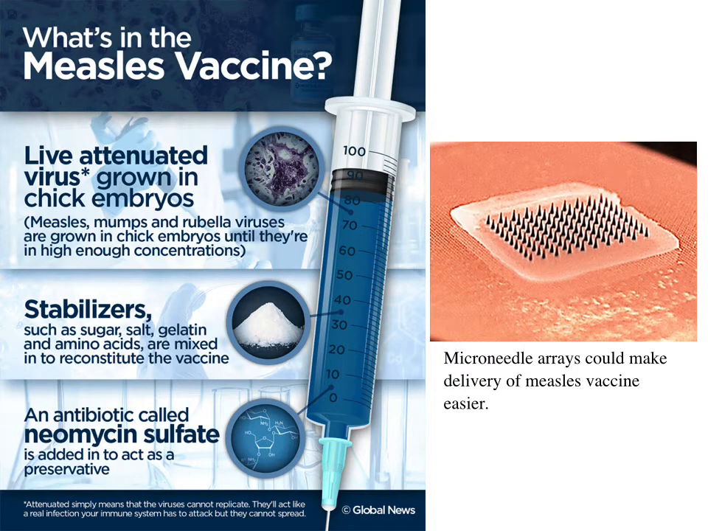Okay, so what is in the measles vaccine? First of all, it's grown in chick embryo cells, so people with chicken allergies and so on would have to avoid it. There are stabilizers such as sugar, salt, gelatin, and an antibiotic, neomycin sulfate, is added. The vaccine has to be kept between 2 and 8 degrees centigrade from the time it leaves the warehouse until it's administered. This can be a challenge in developing countries, particularly in tropical environments where power outages are frequent.